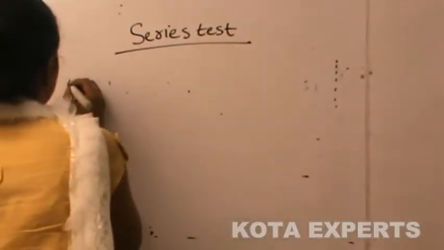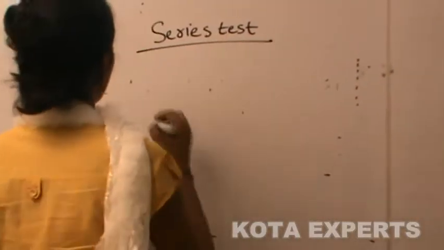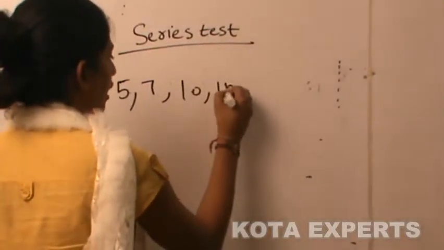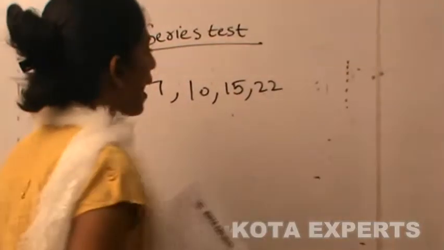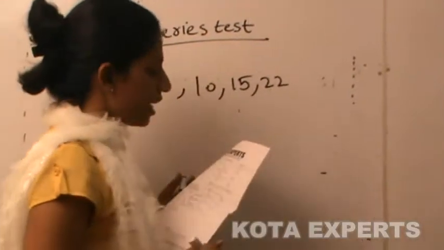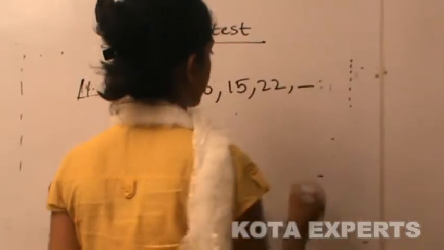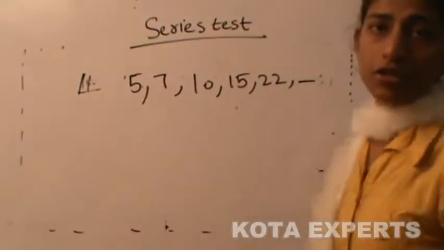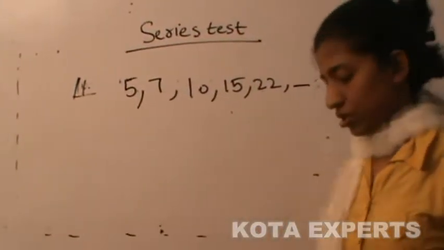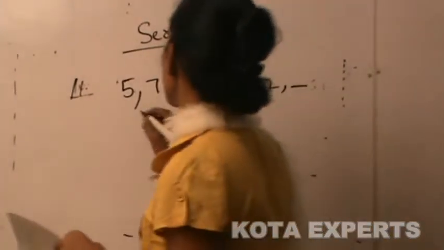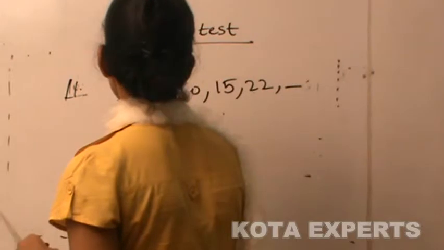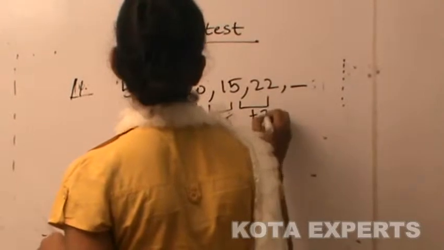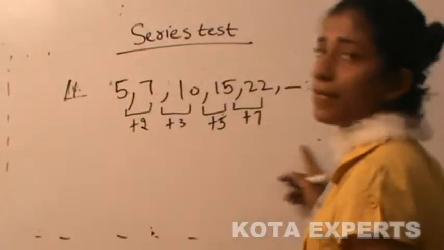Question number 11. What is that question? 5, 7, 10, 15, 22. So, find the pattern. Try this question. Follow the pattern of plus 2, plus 3, plus 5, plus 7. Again, follow the pattern of prime numbers.